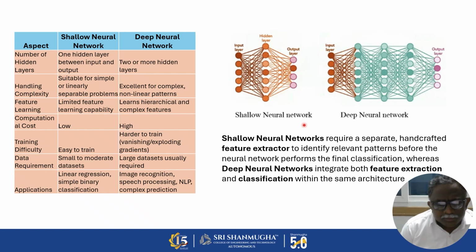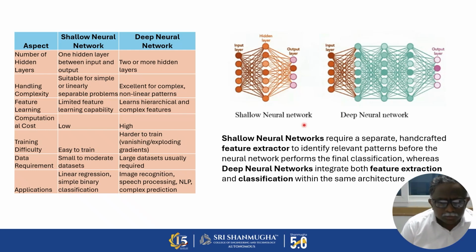So what is the difference between a shallow neural network and a deep neural network? If you have two or more hidden layers in the neural network, we say it is a deep neural network. A shallow neural network has only one hidden layer. As you keep increasing the hidden layers, the complexity will increase, which is more useful for nonlinear problems.